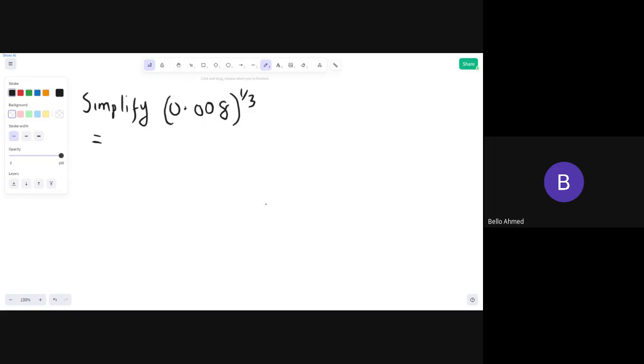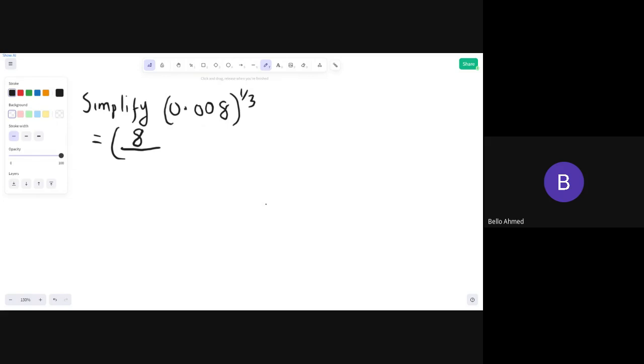So we have open bracket. Now, we can see that the first significant figure is actually starting from this 8. And then we don't even have any number after it. So we just have something like this. So we have 8 all over.